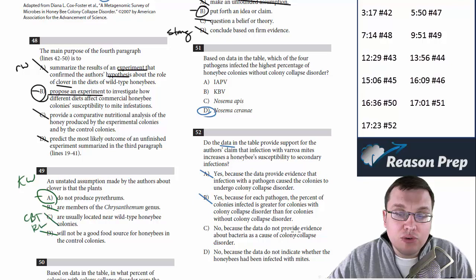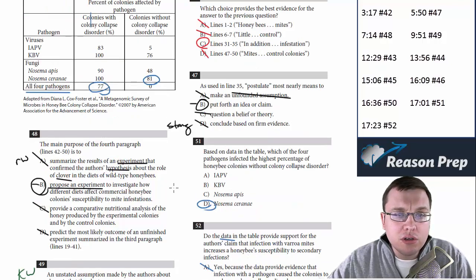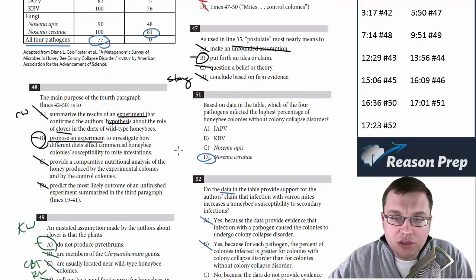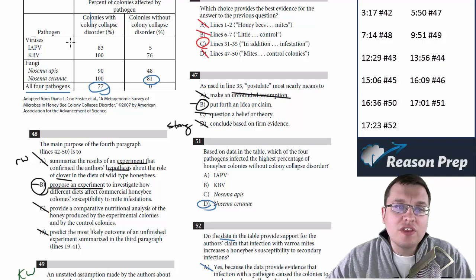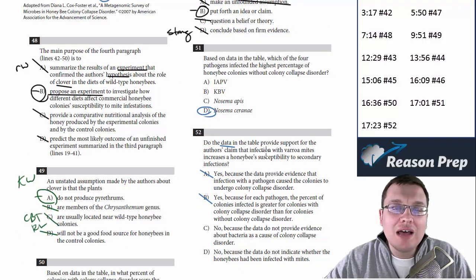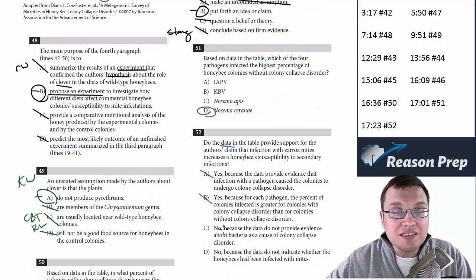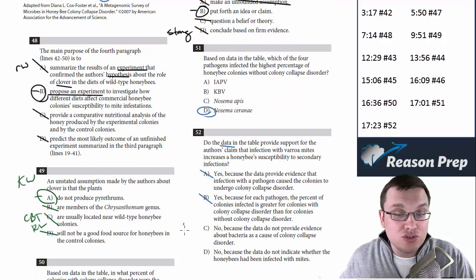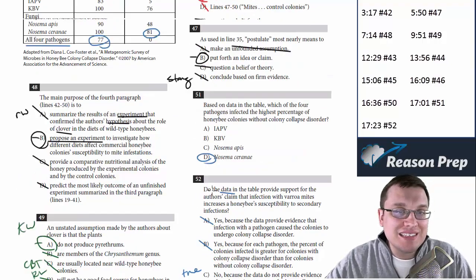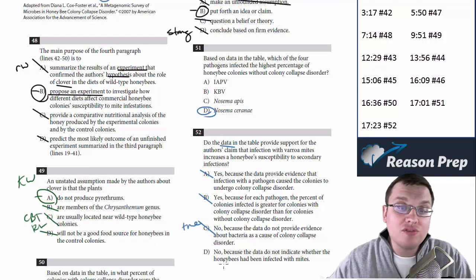No, because the data do not provide evidence about bacteria as a cause of colony collapse disorder. I mean, they don't. Right? Nothing here says anything about bacteria, but that doesn't get to the original question, which is whether or not this data shows us that Varroa mites lead to secondary infections. So while C is kind of true, right? It's true in some sense. It's not really answering the question because it's not getting to the point of the Varroa mites.